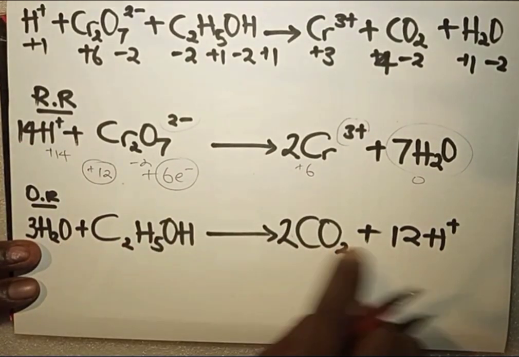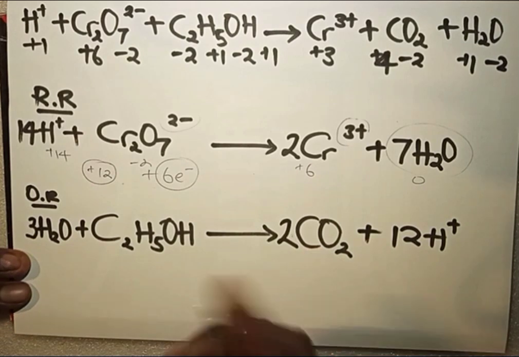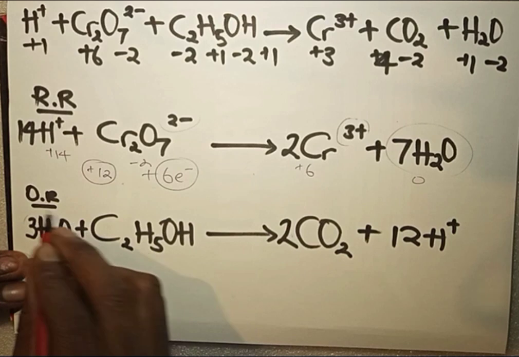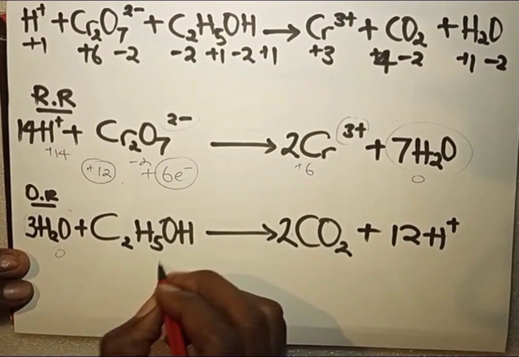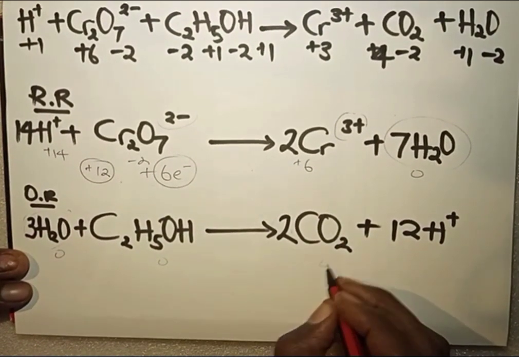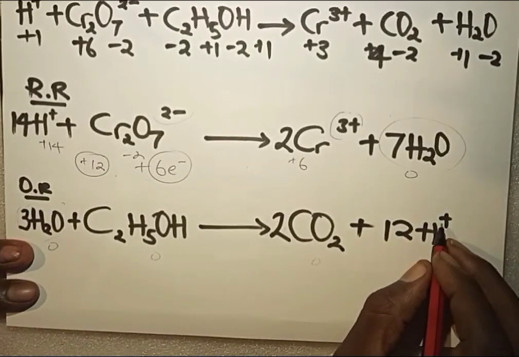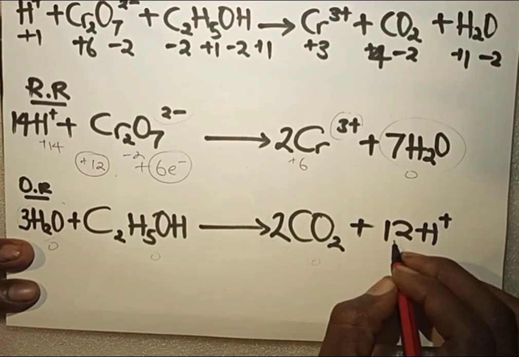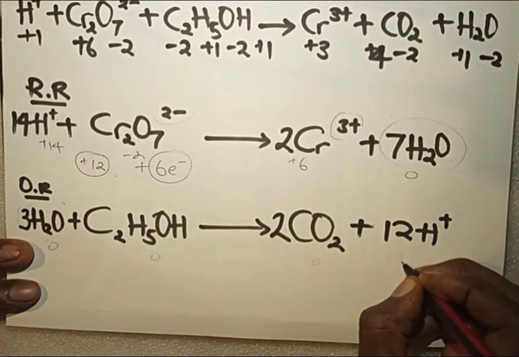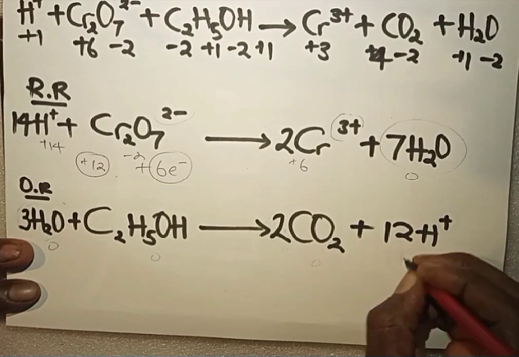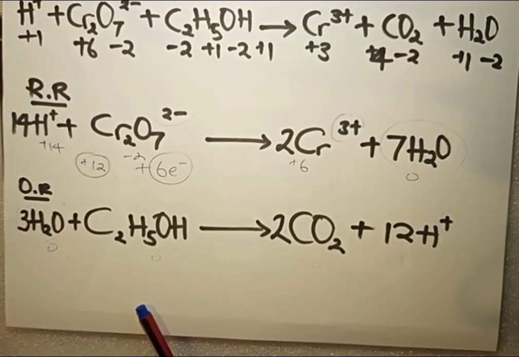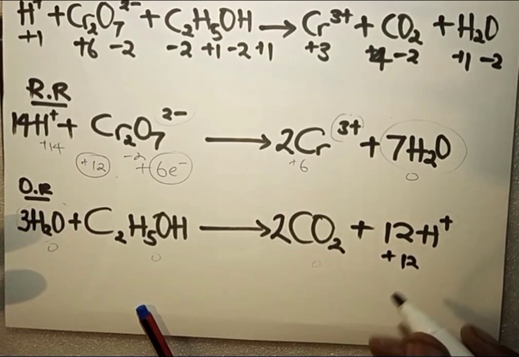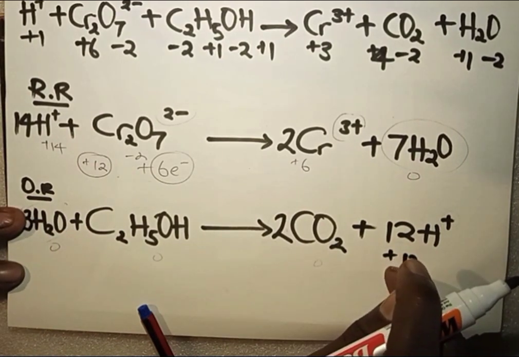The next one is this one. Let us count the charges. This one, it has 0 because it has no charge here. This one, 0. This one, 0. This one has positive 1. So positive 1 times 12, meaning in this case, we have 12. What are we going to do to this one?